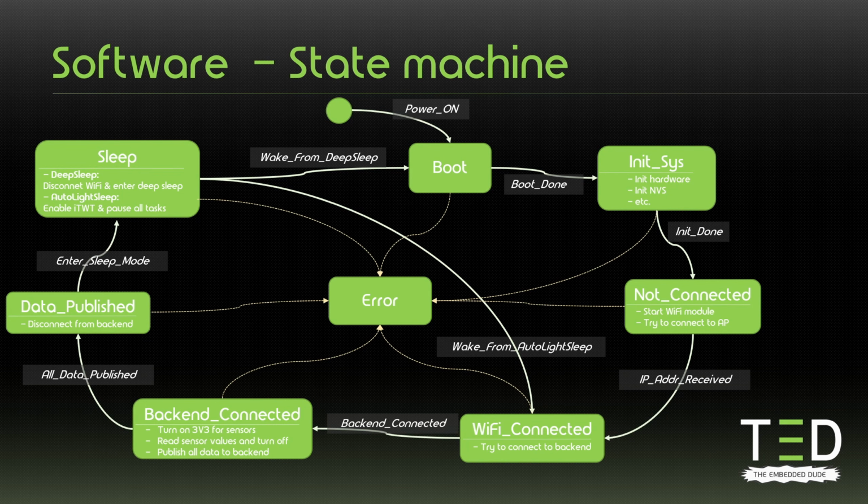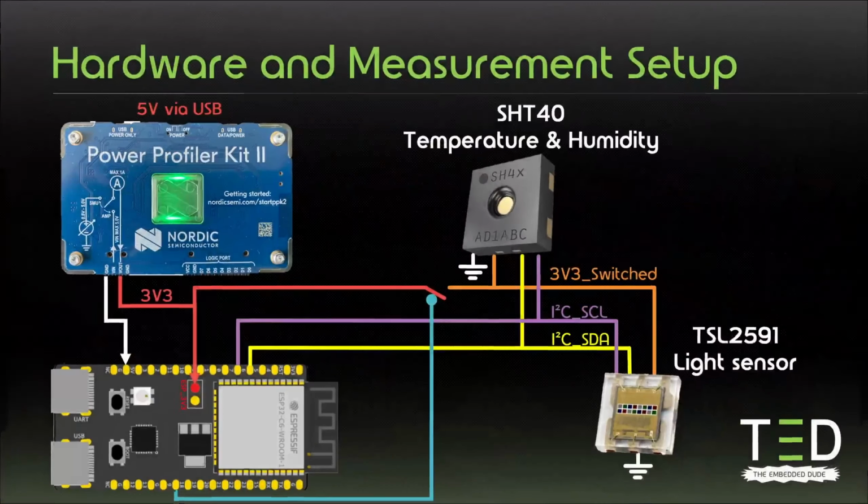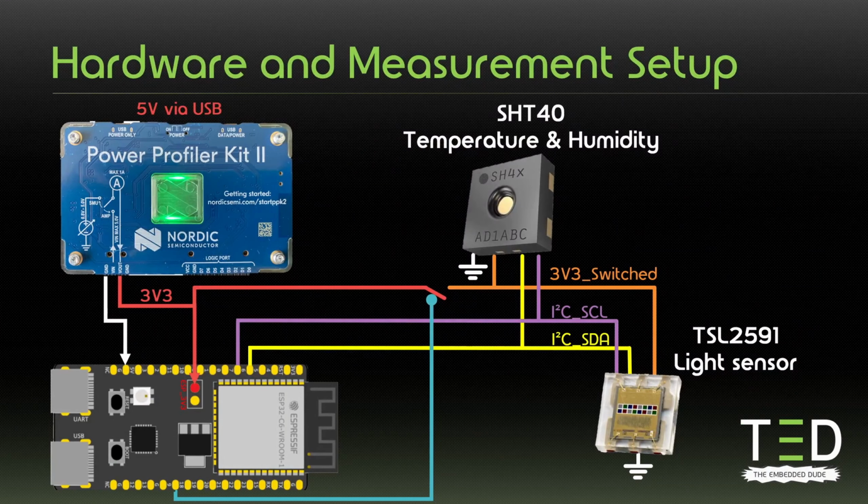To complete the picture, last is the error state. Whenever we run into an error, depending on the mode, we either stop and print the error message for debugging, or we are rebooting. Okay, with that clarified, let's look at the hardware and measurement setup.